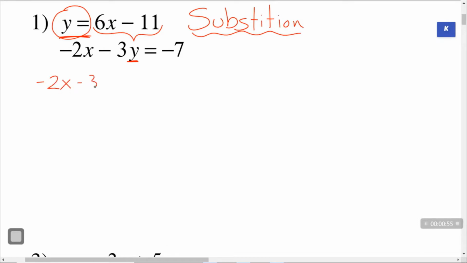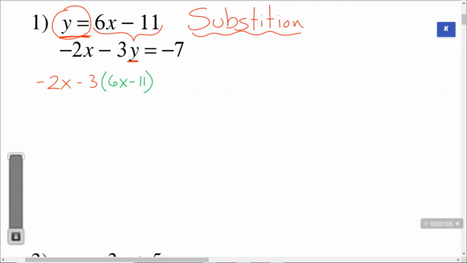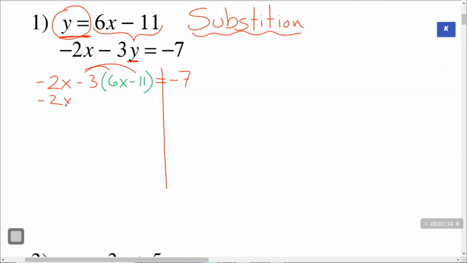Negative 2x minus 3 stays the exact same, and in the place of y, I'm going to put parentheses 6x minus 11 parentheses. Everything else is going to continue to be exactly the same, which in this case would be equals negative 7. Notice the only thing that changed is I took y out and I replaced it with parentheses and inserted the expression that y was equal to. Very similar to when you substitute a variable with a value like 4 or 3 or negative 2. Here it's just substitute with an expression. Now I've got one equation with one variable that I can solve, and I'll solve that the way I've always done it, which in this case is to simplify by distributing.